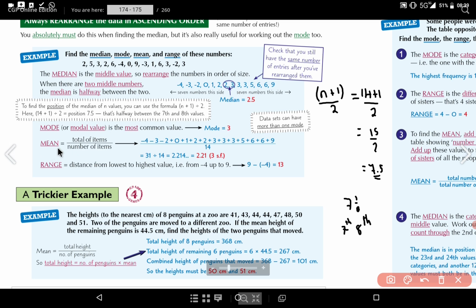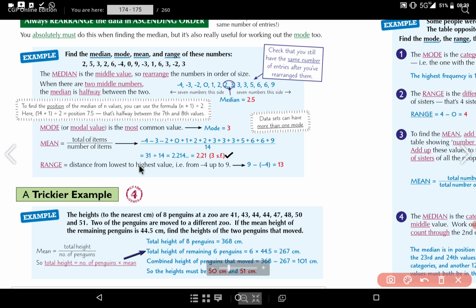The mean, you add now the totals. Let's do the mean nicely. You add all the numbers here and then divide by how many numbers there are, so total over the number of items. You divide by 14 because there are 14 numbers, and you get 2.214. To 3 significant figures, it is 2.214.